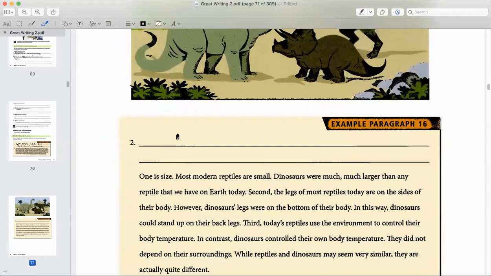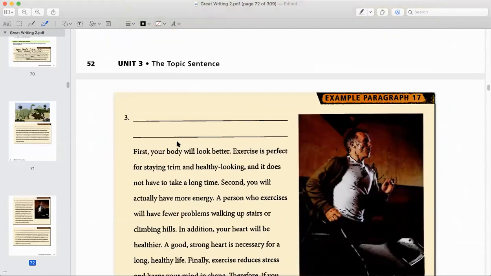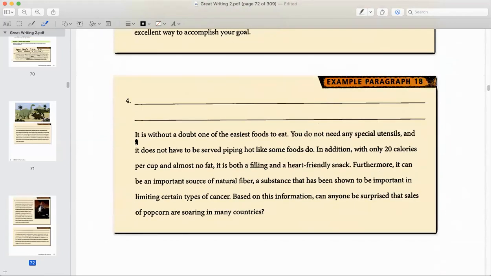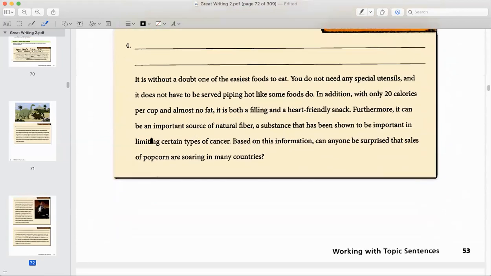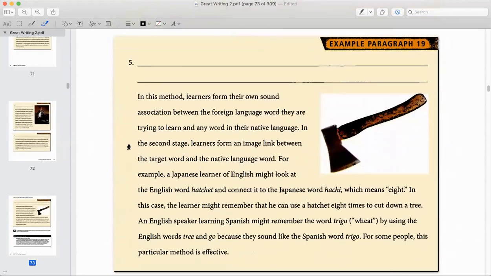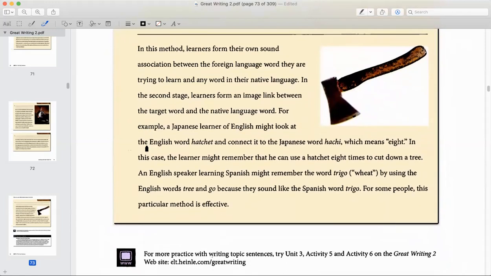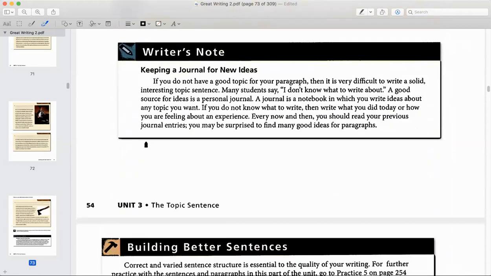Okay, you're going to do the same thing with this paragraph about dinosaurs, and this one about exercise, and this one about food, and this one about a language learning method. Okay, so we'll move on down here.